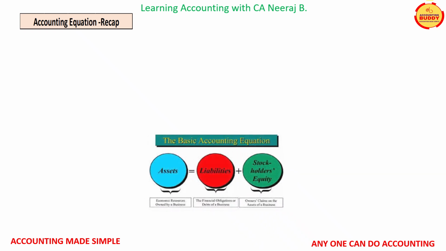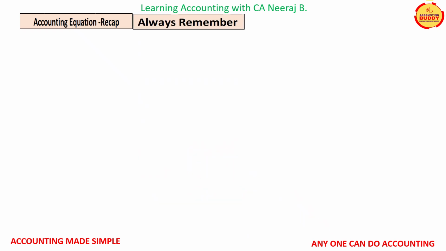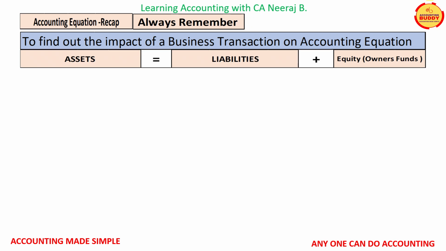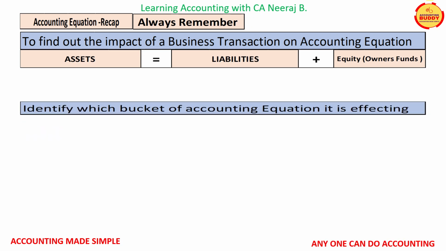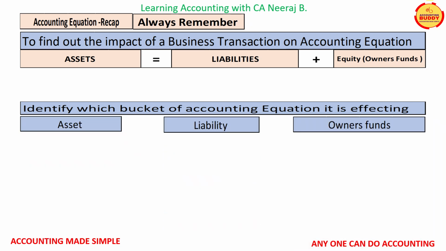Just to repeat and conclude what we have learned in the previous slide, always remember to find out the impact of a business transaction on the accounting equation, identify the bucket of the accounting equation it is affecting. Following the two-step approach through which we have analyzed and identified through four business transaction examples in the previous slides. That is, whether it is affecting the assets or liabilities or equity.